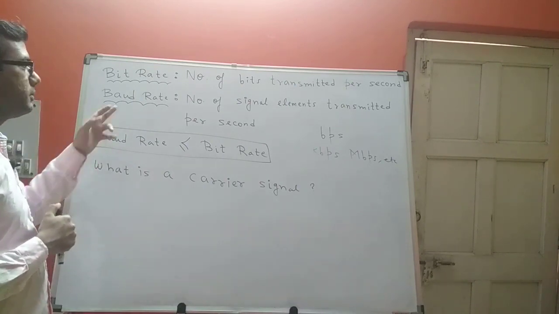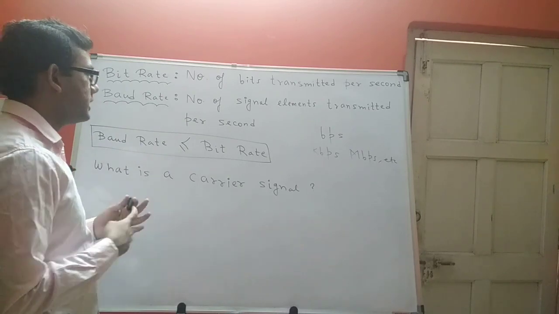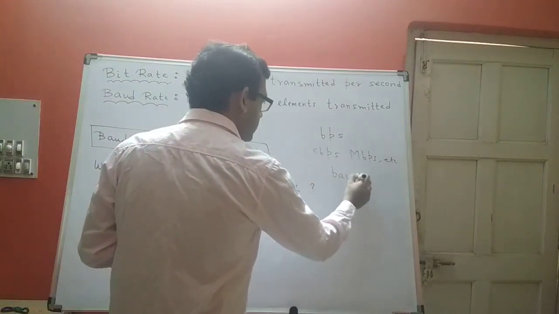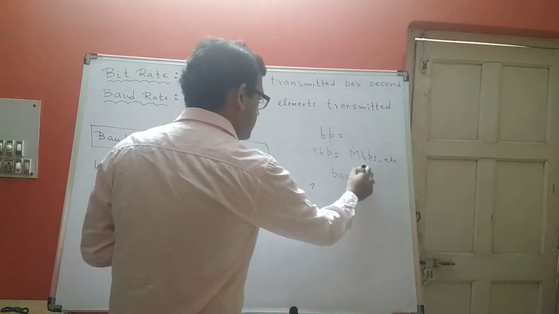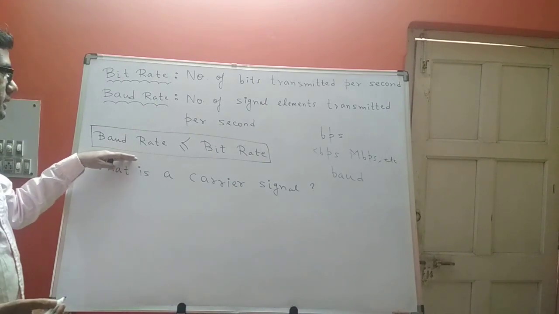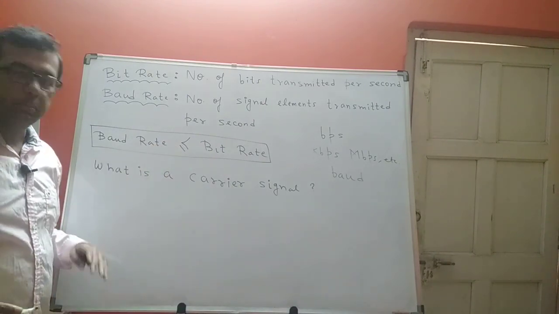So you need to know the unit of signal elements, and the unit of signal elements is baud. And what is baud rate? Baud rate is the number of signal elements transmitted per second. The unit of baud rate, or signal rate, is baud. It's important to know that the baud rate is always less than or equal to the bit rate.